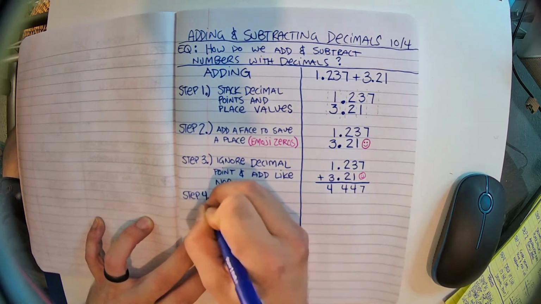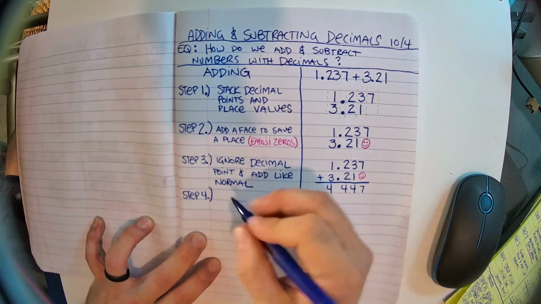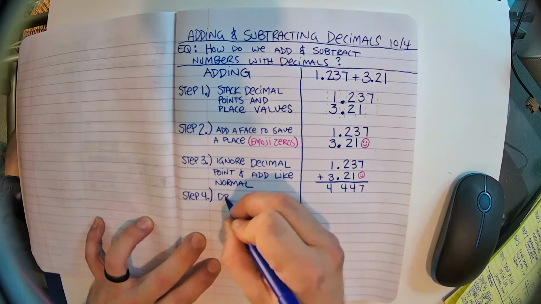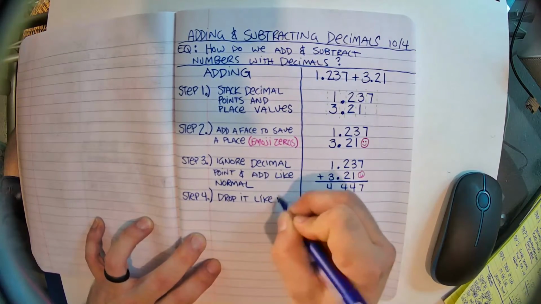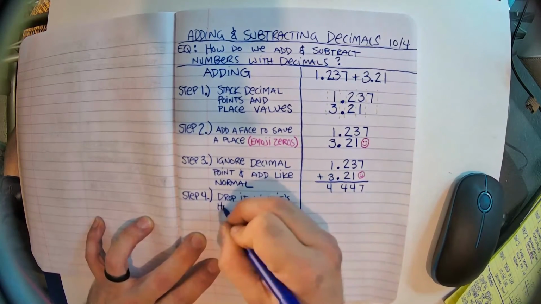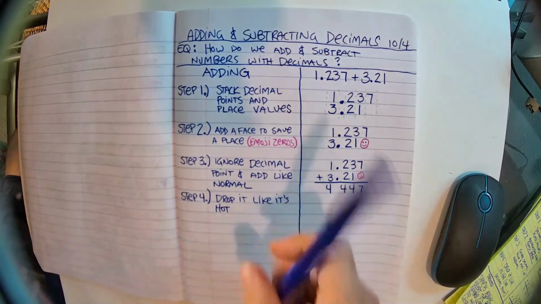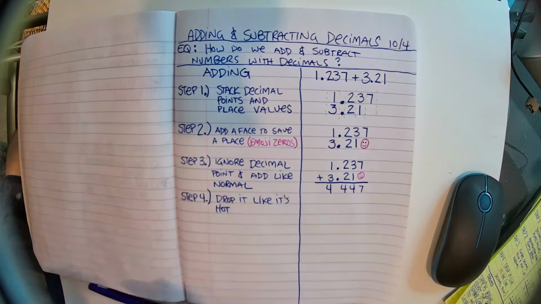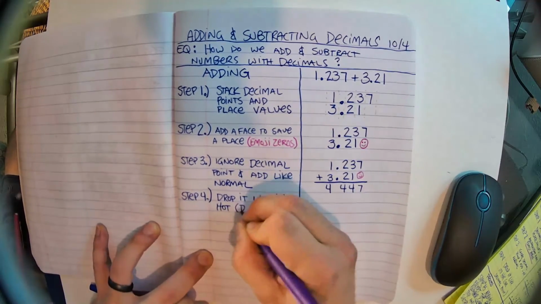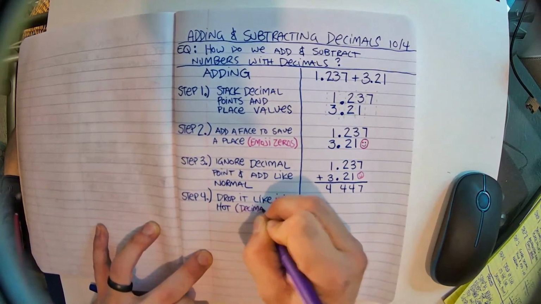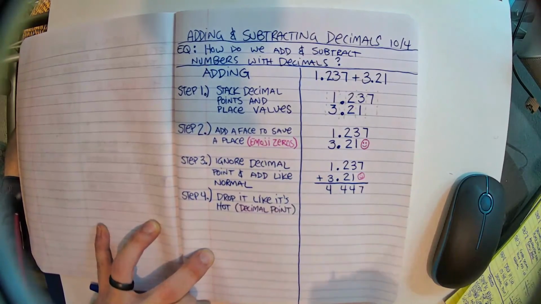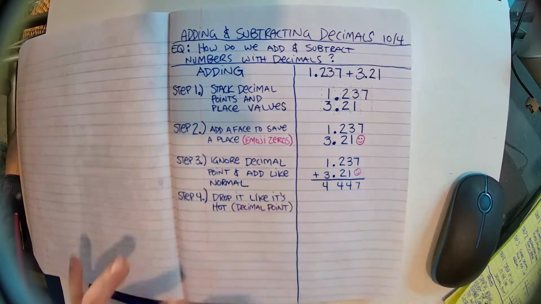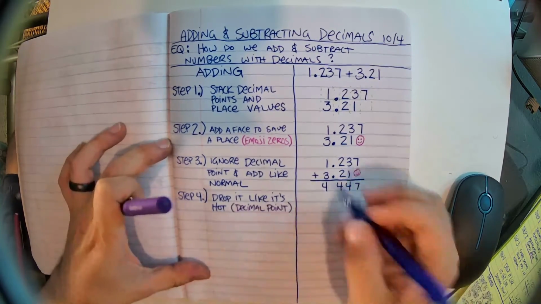This step is super important, but not hard at all. What you have to do is called drop it like it's hot. And what it is, is the decimal point. Let me go ahead and put that in a different color too. Drop it like it's hot. If you pick up something and it's super hot, you're probably going to drop it. And that's exactly what you should be doing with this decimal point.